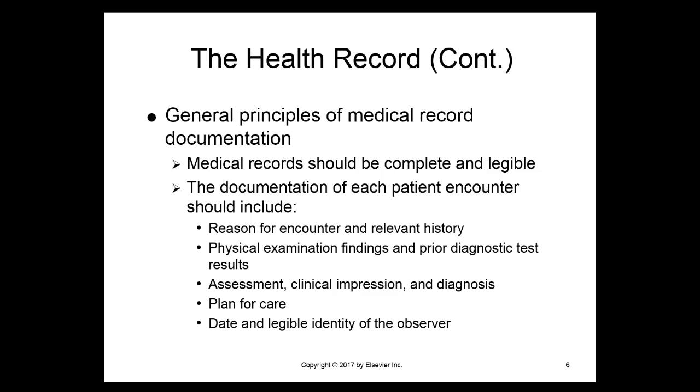But typically the content is the same. When we have transitioned from a paper record to an electronic record, really the paper process, the forms, the documents, they're all the same. We just transition them to an electronic environment. We still have a face sheet. We still have an H&P, a discharge summary, nurse's notes, notes for different ancillary services. So they just go from being paper to being electronic.